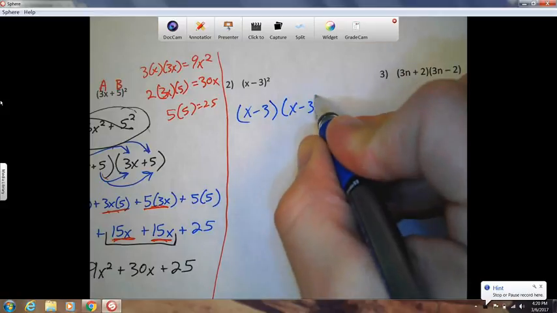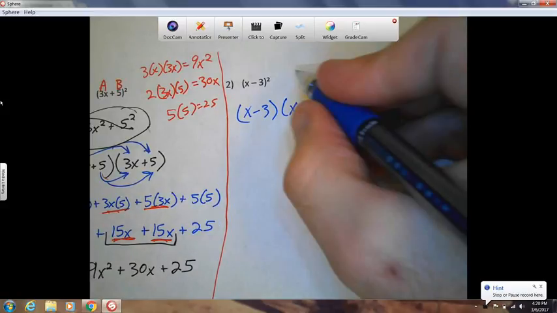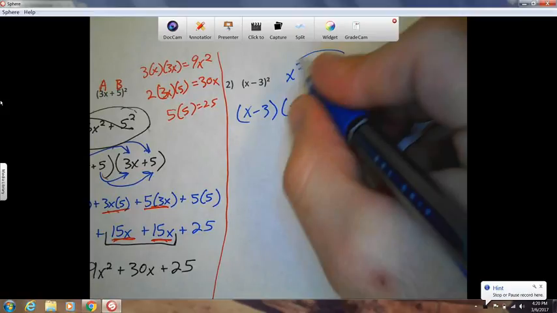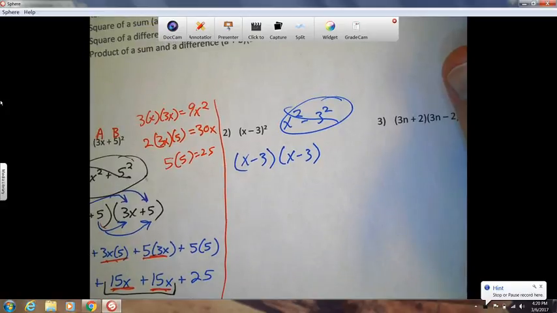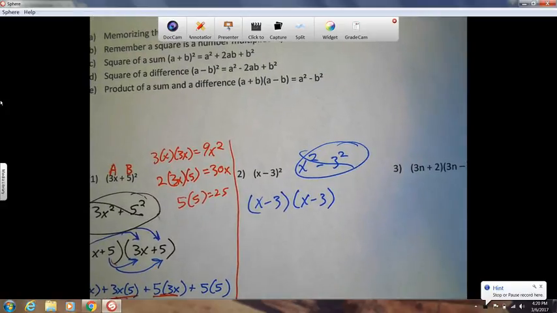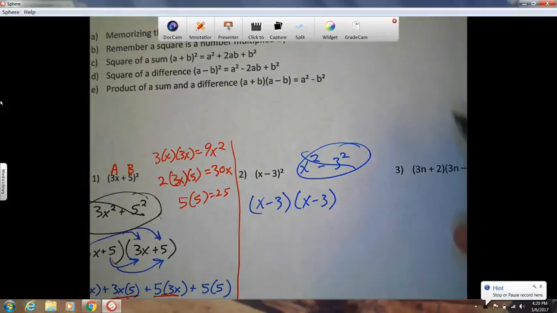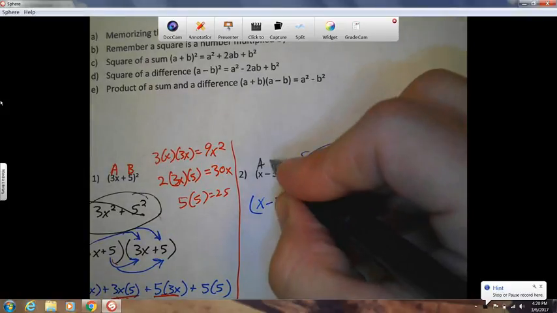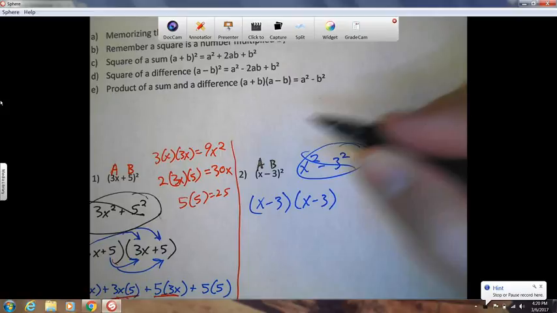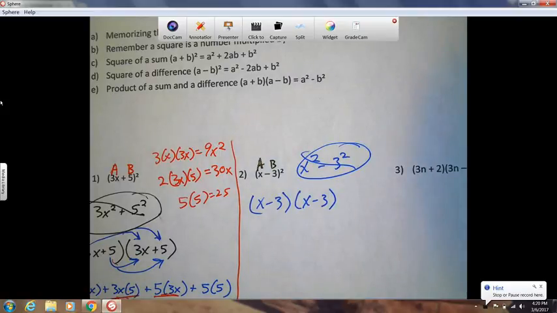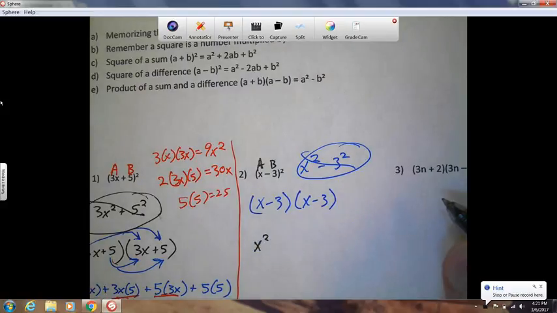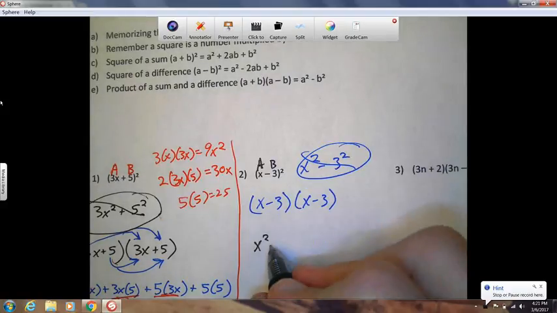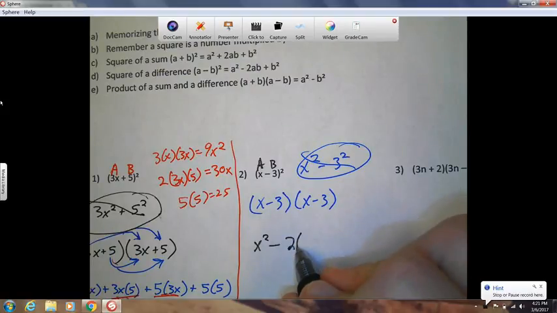Do not make it x squared minus 3 squared. Do not do this. It's the most common mistake. And I'm going to use my formula up here to solve this. And I can do it a little bit quicker. So I know this is a and this is b. Alright, so it says a squared, so that's x squared, okay, minus 2 times a, which is x, and b, which is 3.